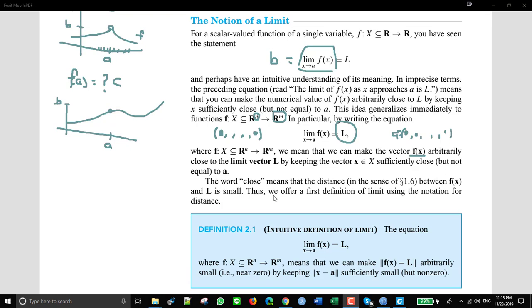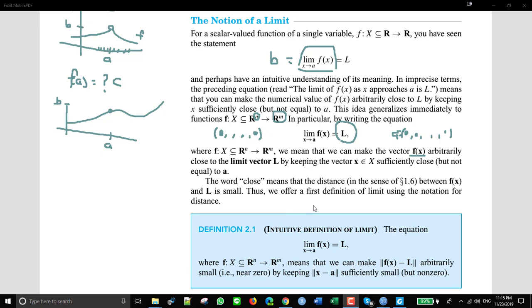The word close, so what do we mean by x gets close to A? It means that the distance between x and A is getting smaller. A is fixed, so x is moving closer to A, and so the distance between them is getting smaller. So the word close means that the distance between f of x, remember that's going to be in Rm, so that's some vector or some point in Rm, and the actual limit, so it's like the b when it's just in R, is small. The distance is small.